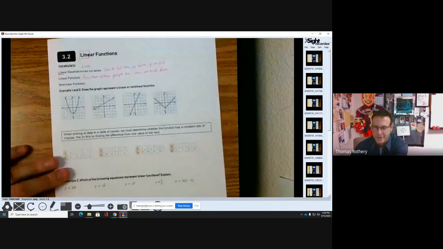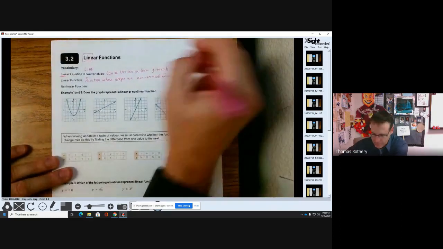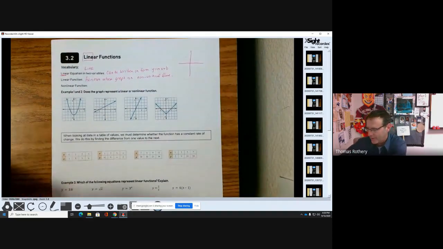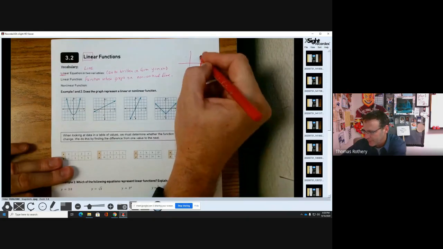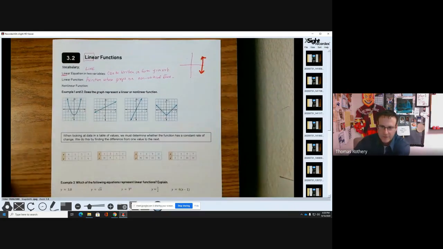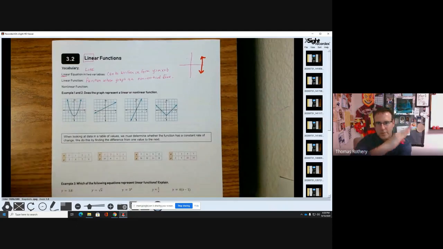So you're like, what is a vertical line? Well, a vertical line is one that just goes straight up and down on my graph. So that is a vertical line. So what is a non-vertical line? Well, it's one that has to tilt one way or another, okay? But it just can't stand straight up. It can lie flat, but it can't lie straight up, okay?